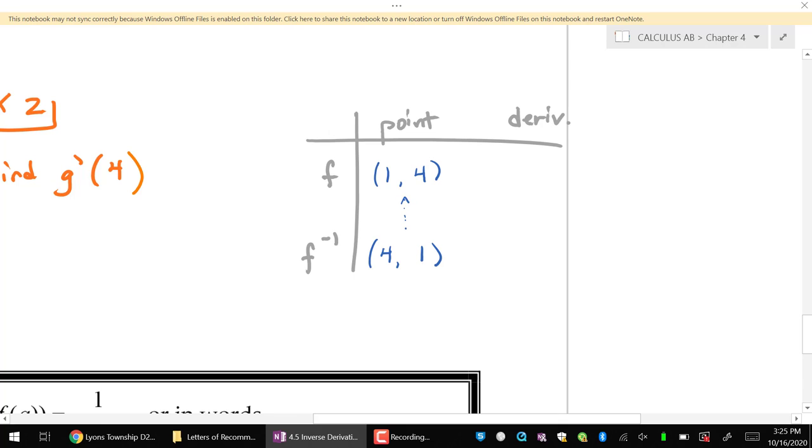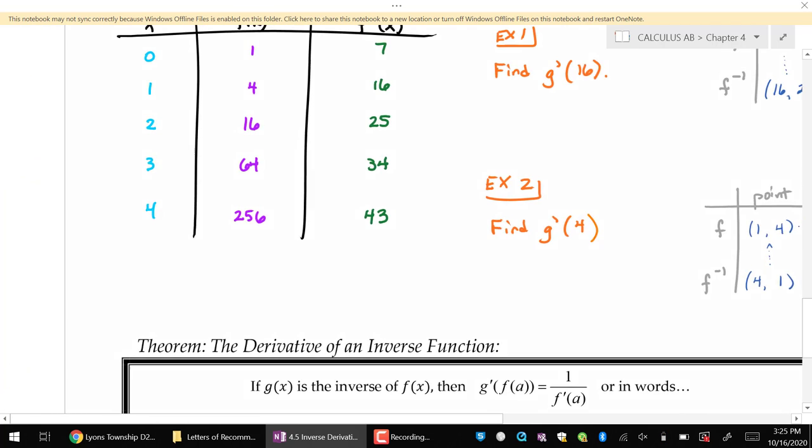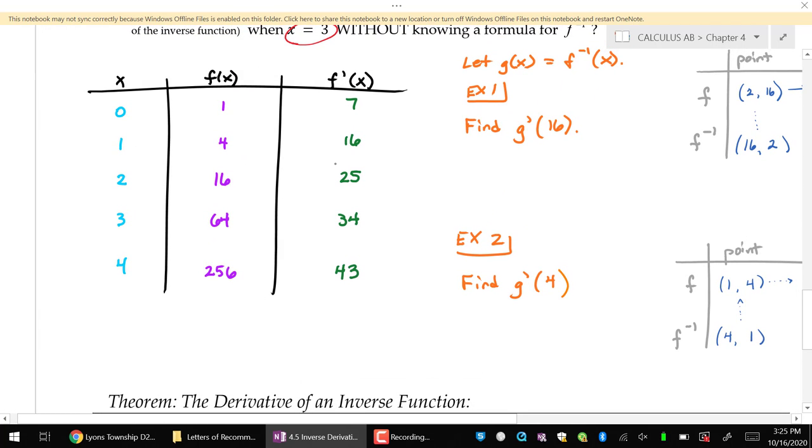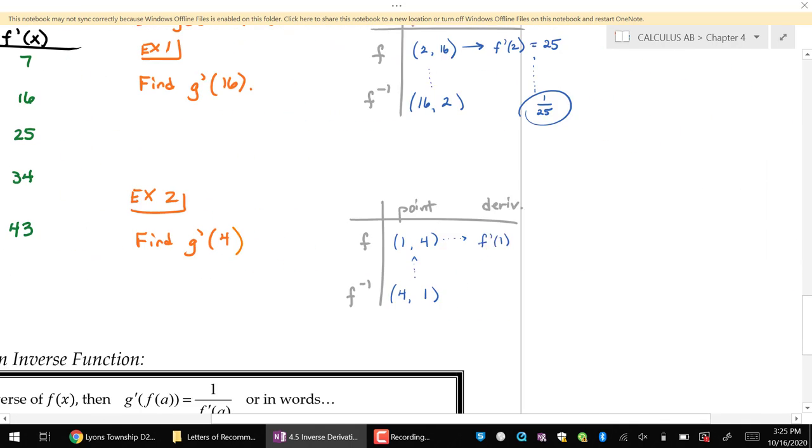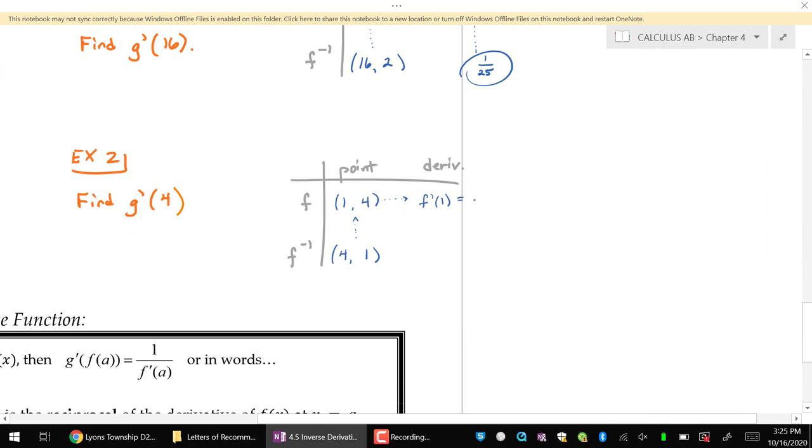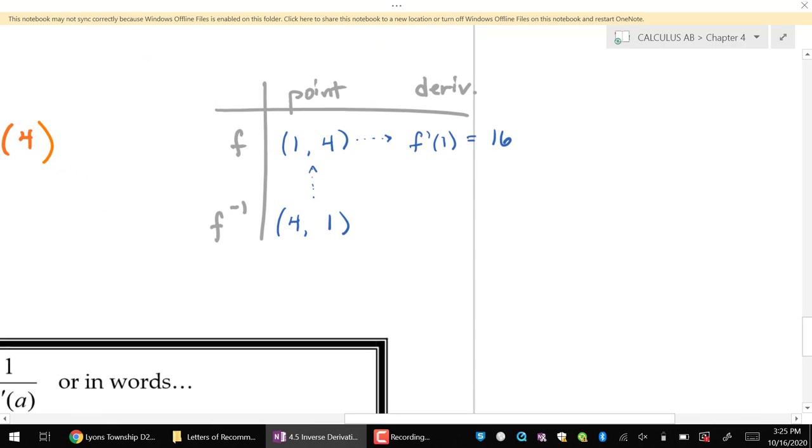So travel up there. Now travel across here. We want f prime of 1. According to the data, f prime of 1 is equal to 16. So the derivative of the inverse, final answer, is 1/16.